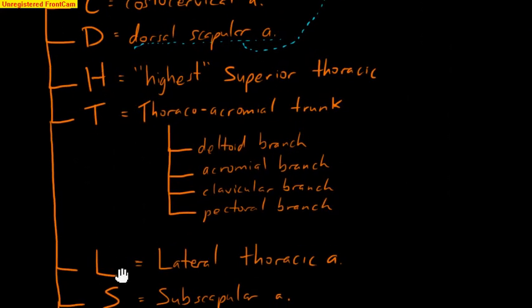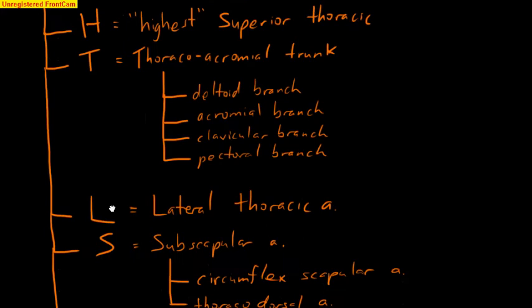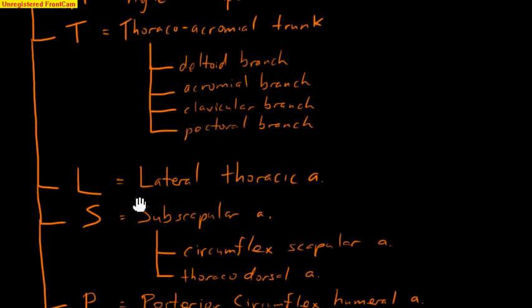Then hotel, HTL, you'll have H is actually the superior thoracic, but superior at one time was called the highest. So the highest thoracic today is called the superior thoracic, but if you can remember that, it'll be H for hotel. T, again, this one's going to be thoracoacromial trunk, which will have its four branches, the deltoid, acromial, clavicular, and pectoral branches. L from hotel is going to be the lateral thoracic.